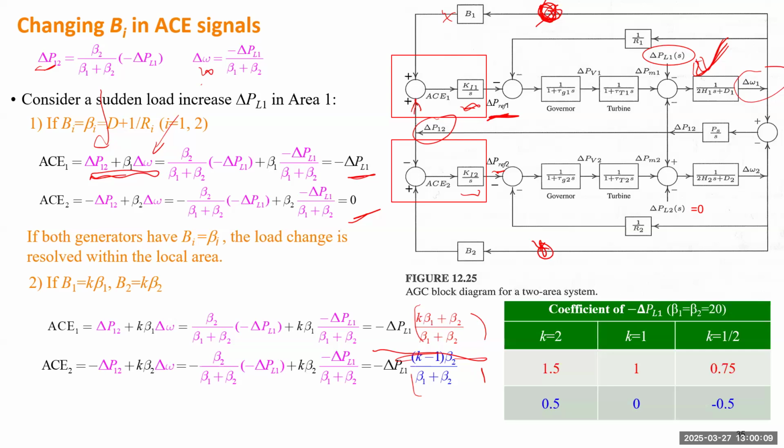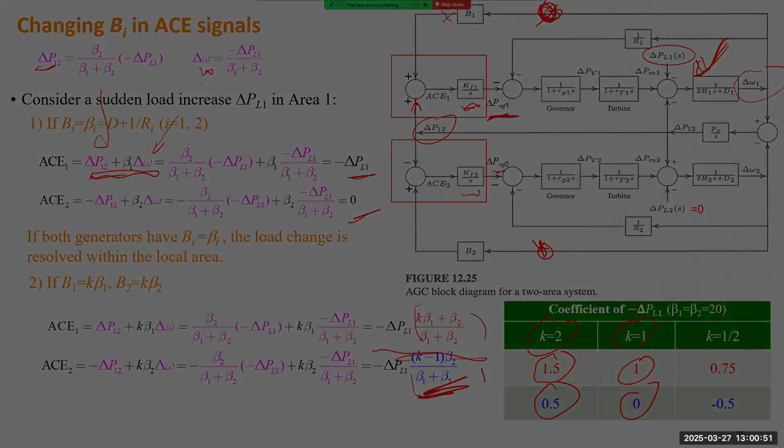So we can put together a table by giving k different values, and get some conclusions on ACE1 and ACE2. If k takes 1, the first factor will be 1 and the second factor will be 0. This is what we know about using the B values the same as the beta values. But if k takes 2, double, the first one will be 1.5, and the second is not 0, it's 0.5. Even though it's lower, it means you still need this one to be 0.5. Oh, what happened?